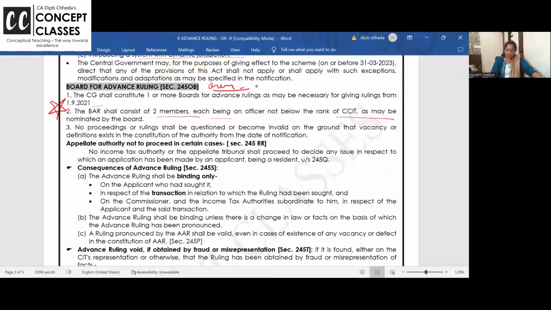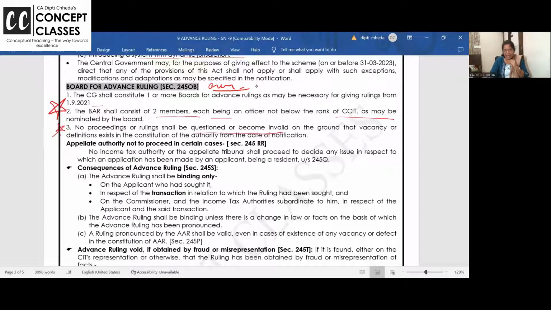No proceedings or ruling shall be questioned or become invalid on the ground that vacancy or defect exists in the constitution of authority from the date of notification. Now, this is such a nice provision, we call it the law. No proceedings or ruling shall be questioned. Ma'am, they have given the ruling, but is it right or not?